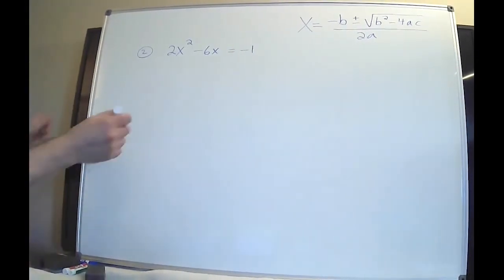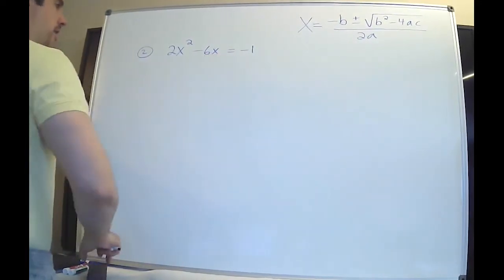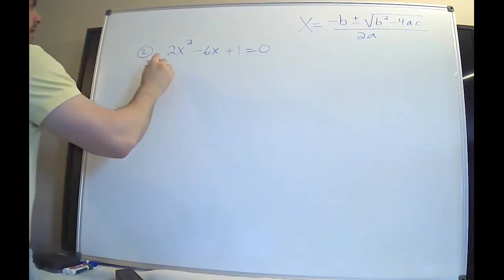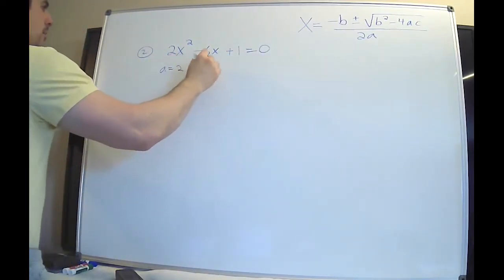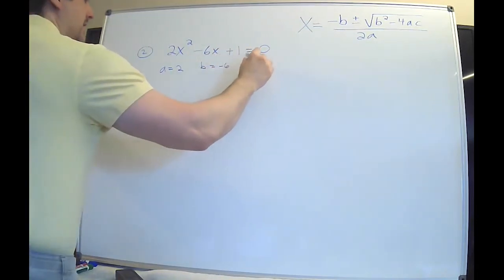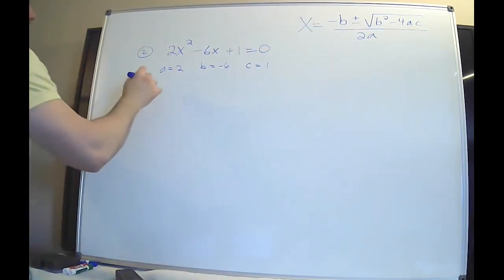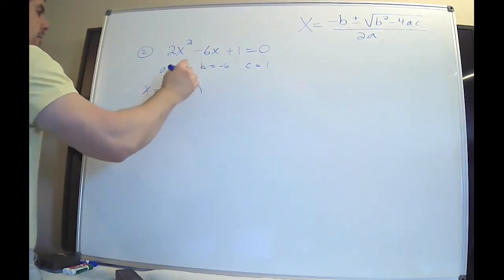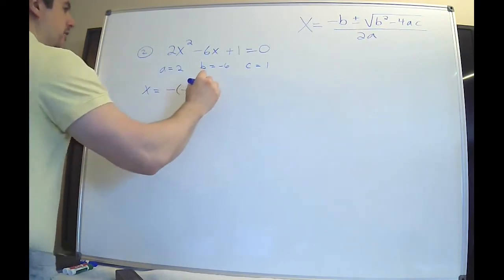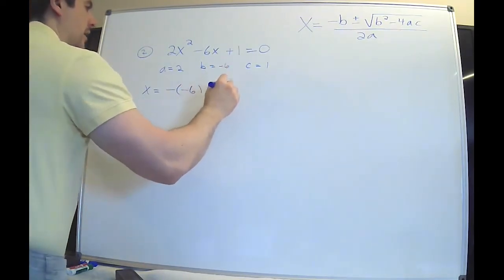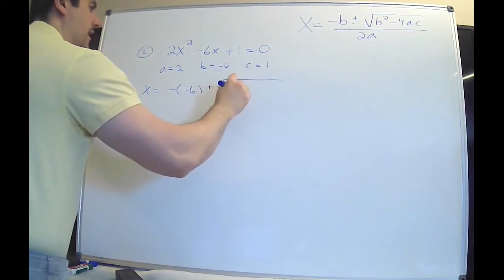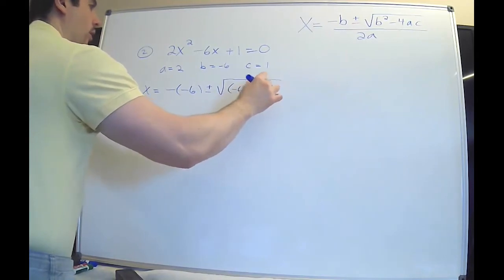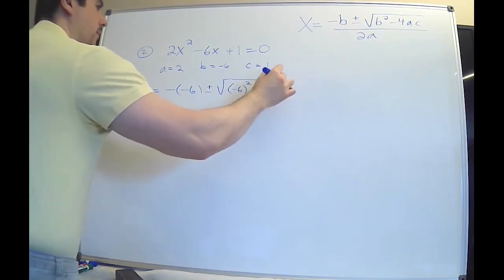Okay, question 2. It's not equal to 0. So I'm going to do plus 1 to that side. Make it equal to 0. That means that A is 2, B is negative 6, and C is positive 1. So now again, plug in, just be very careful. The formula says negative B, so that's a minus minus 6, plus minus. Now I'm going to have to do negative 6 squared. Make sure there's parentheses here. It's not right if you didn't do that. Minus 4. A is 2, and C is 1.